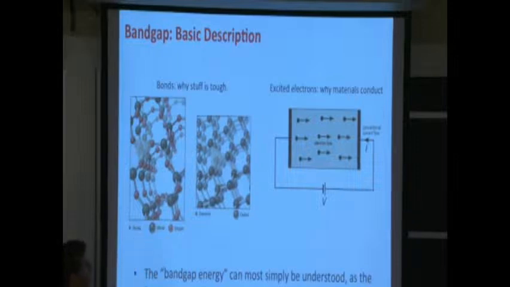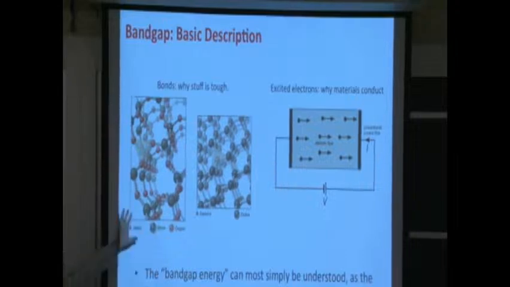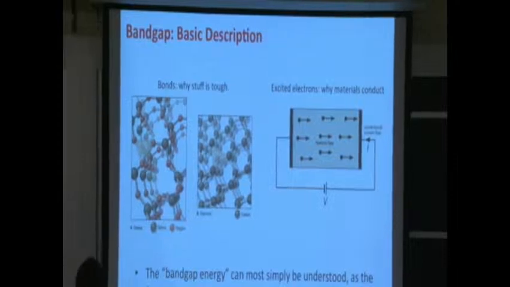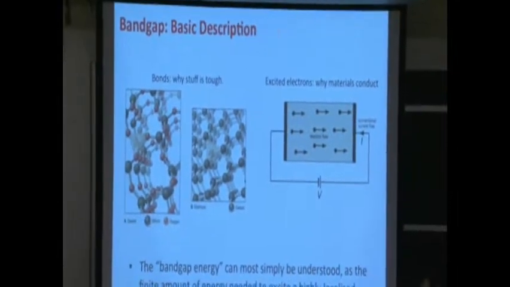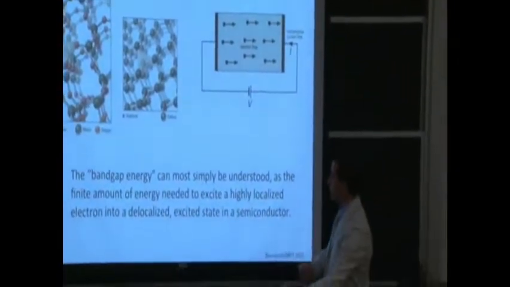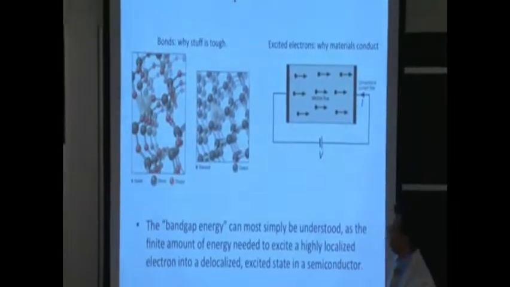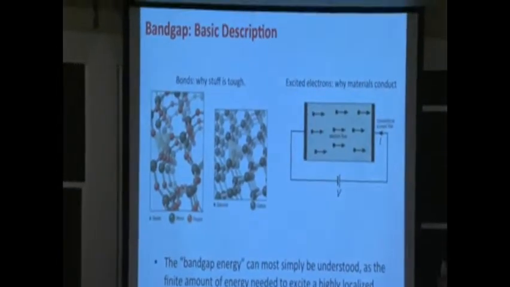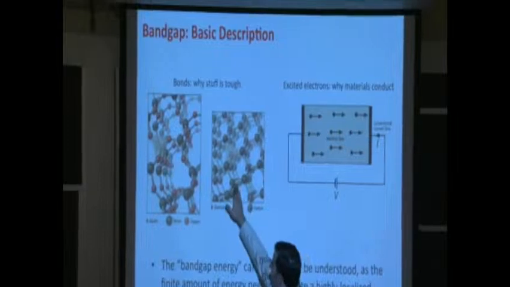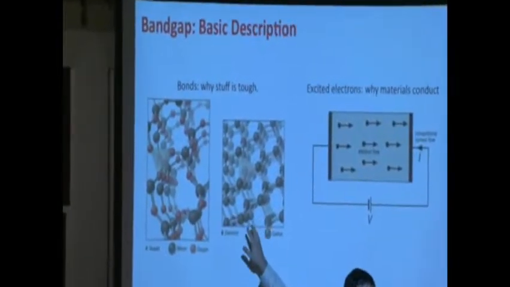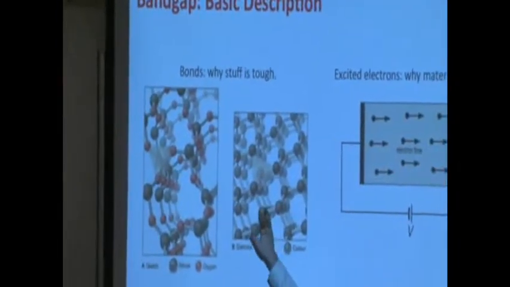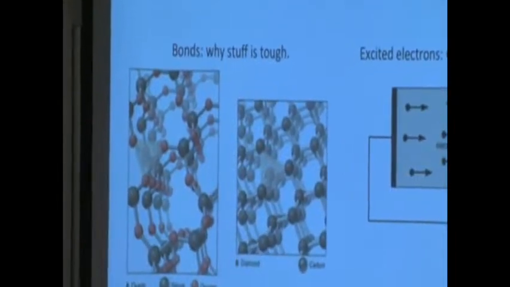How a band gap forms is related to the atomic structure. Think of bonds as essentially why stuff is tough. If you're one of the mechanical engineers in the room, if you remember linear elasticity, those bonds are what are essentially forming those springs between the atoms that are keeping the material from flying apart. There is also a very interesting property here that if you have a bound electron, it's usually not moving very far from that atom. It's usually in a very localized electronic state close to that atom.